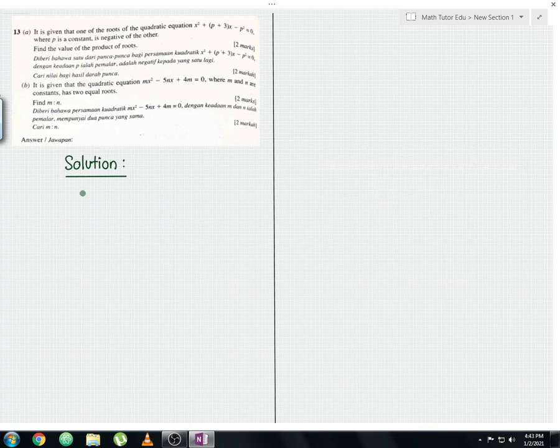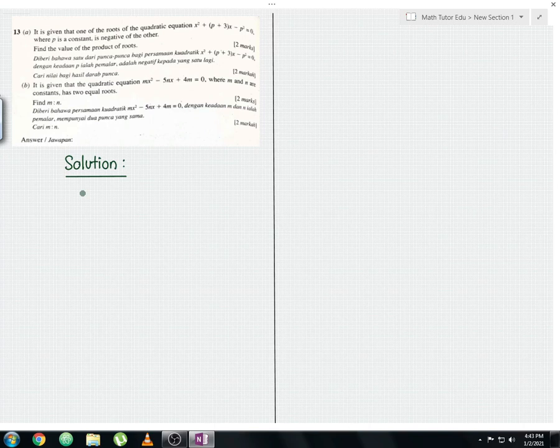Okay, let me read the question now. It is given that one of the roots of the quadratic equation x squared plus (p plus 3)x minus p squared equals 0, where p is a constant, is the negative of the other. Find the value of the product of roots. Okay, so this is for the question part A.